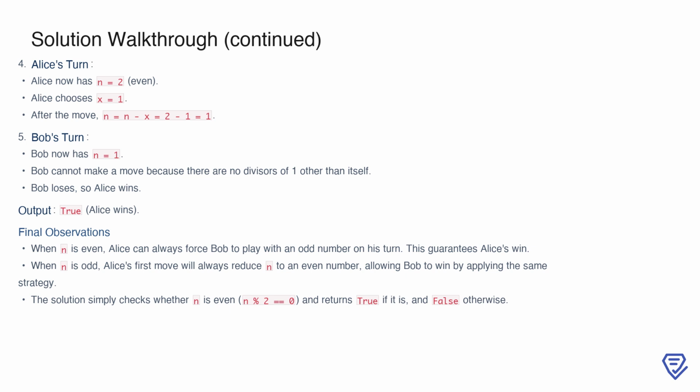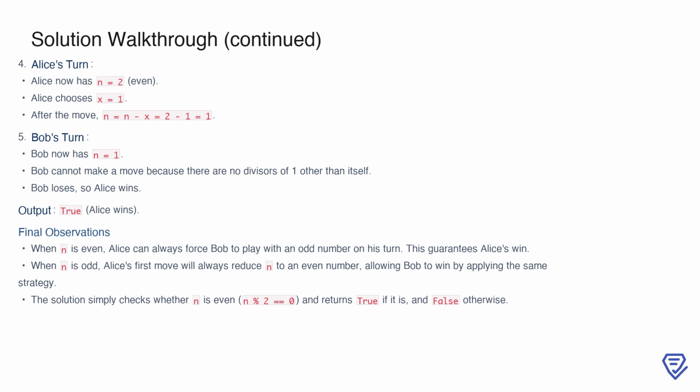Now it's Bob's turn, and he is left with n equals 1. However, Bob cannot make a move because there are no valid divisors of 1 that meet the rules. As a result, Bob loses, and Alice wins. The output for this example is true.